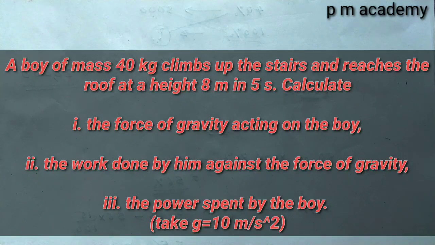അല്ലേ 40 കിലോഗ്രാം മാസമുള്ള ഒരു കുട്ടി സ്റ്റെയേഴ്സ് കയറി മുകളിലോട്ട് പോവുകയാണ്. അയാൾ കയറിയ ഹൈറ്റ് എന്ന് പറയുന്നത് 8 മീറ്റർ ആണ്. 5 സെക്കൻഡ് കൊണ്ടാണ് ഇയാൾ ഇത്രയും ഹൈറ്റ് മുകളിലോട്ട് കയറിയത്. ഓക്കെ, അപ്പോൾ ഒരു ഒബ്ജക്റ്റ് ഏതെങ്കിലും ഒരു ബോയോ അല്ലെങ്കിൽ ഏതെങ്കിലും ഒരു ഒബ്ജക്റ്റോ മുകളിലോട്ട് മൂവ് ചെയ്യുകയാണെങ്കിൽ അല്ലെങ്കിൽ മുകളിലോട്ട് ഉയർത്തുകയാണെങ്കിൽ അവിടെ വർക്ക് കണ്ടുപിടിക്കേണ്ട ഫോർമുല mgh ആണെന്ന് നിങ്ങൾക്ക് അറിയാമായിരിക്കും.